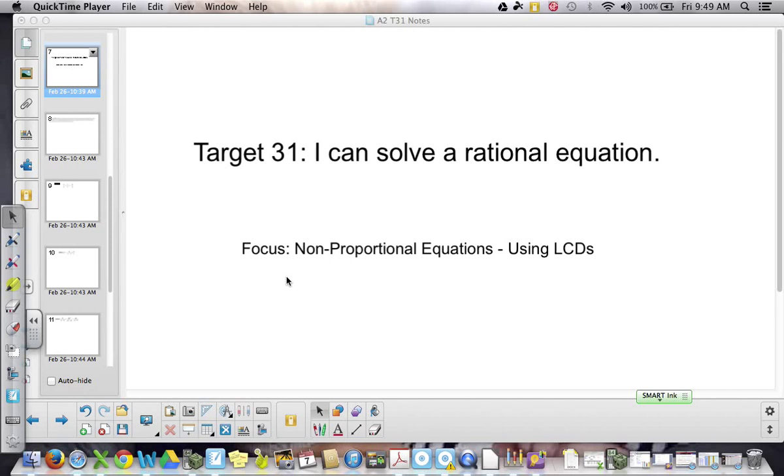Algebra 2, this is target 31. I can solve a rational equation. This is the second part of target 31. In the first part, we looked at proportional equations and how we could solve those using cross products.